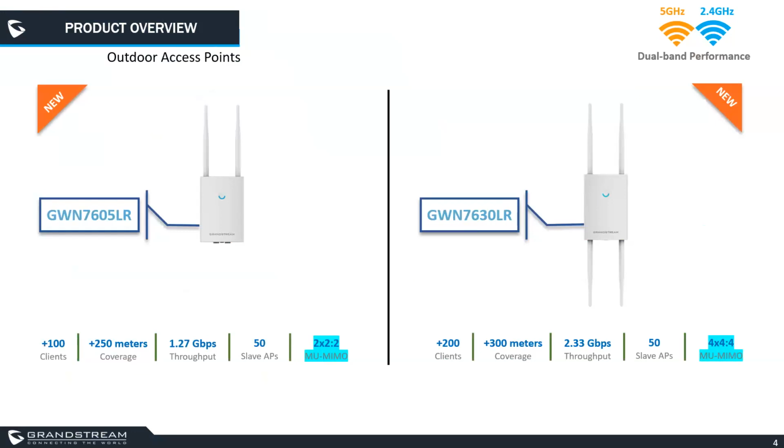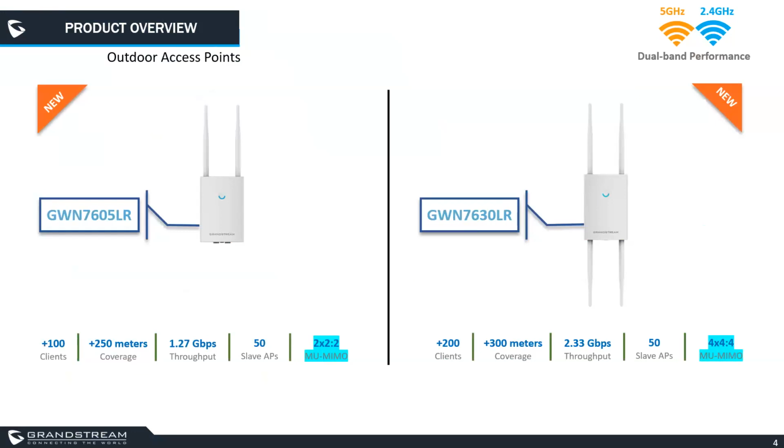And this model offers dual band 4x4 multi-user MIMO technology and an antenna design for maximum network throughput of 2.33 gigabits per second. And it supports up to 200 clients and an expanded range of 300 meters.